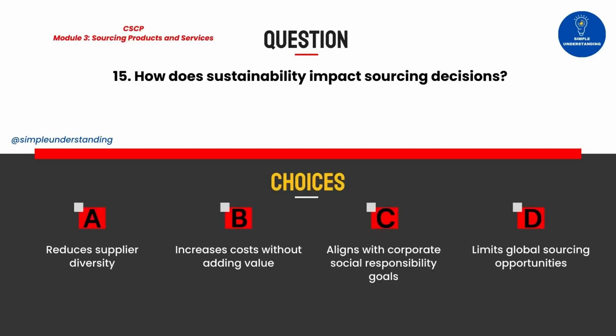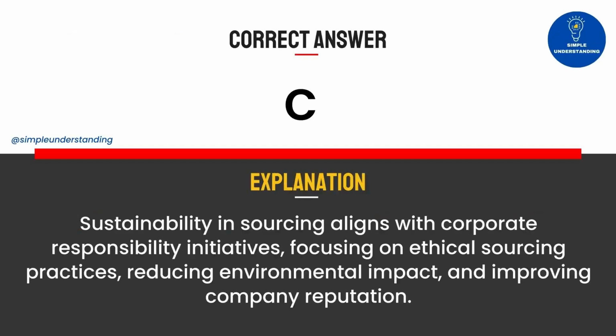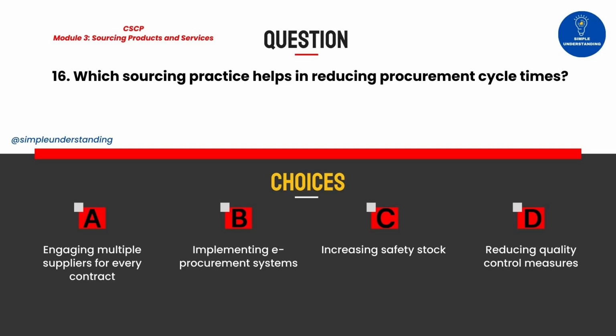15. How does sustainability impact sourcing decisions? A. Reduces supplier diversity. B. Increases costs without adding value. C. Aligns with corporate social responsibility goals. D. Limits global sourcing opportunities. Correct answer, C. Explanation. Sustainability in sourcing aligns with corporate responsibility initiatives, focusing on ethical sourcing practices, reducing environmental impact, and improving company reputation.